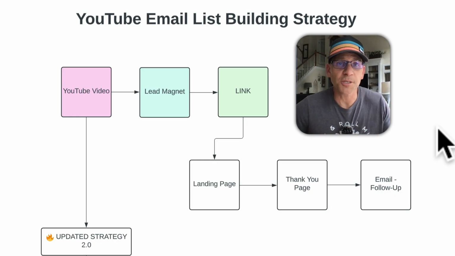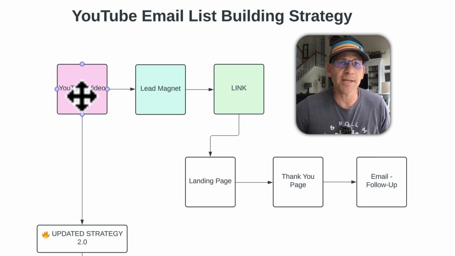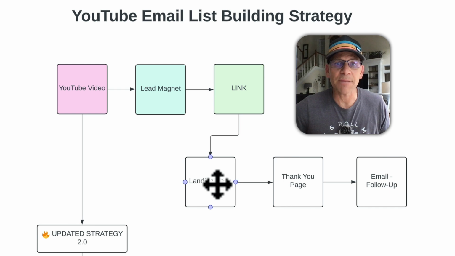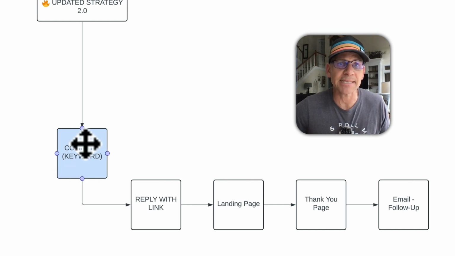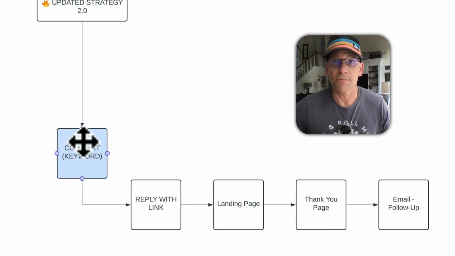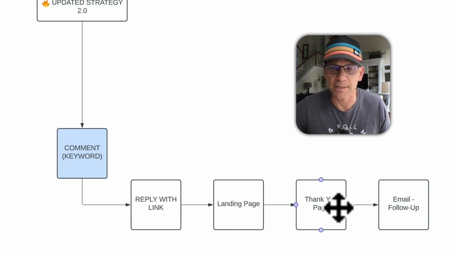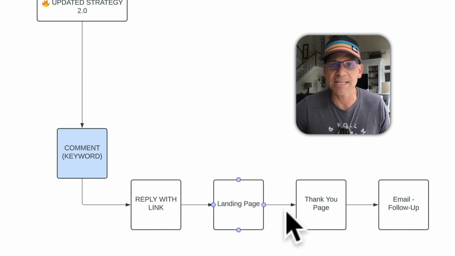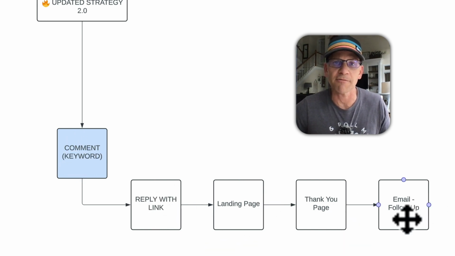Not hard. So once again, let's walk through this real quick and then I'm going to show you how to build it. So we have the YouTube video, we have the lead magnet, we have the link, and then we have the landing page, the thank you page, and the follow-up email. The updated version is this right here. We're just going to have them comment if they want the actual resource, and then we're going to reply with the link. We're going to send them to the landing page, then to the thank you page, but this is all automated. Once we just reply, the link that they click on is going to basically trigger all of this stuff.